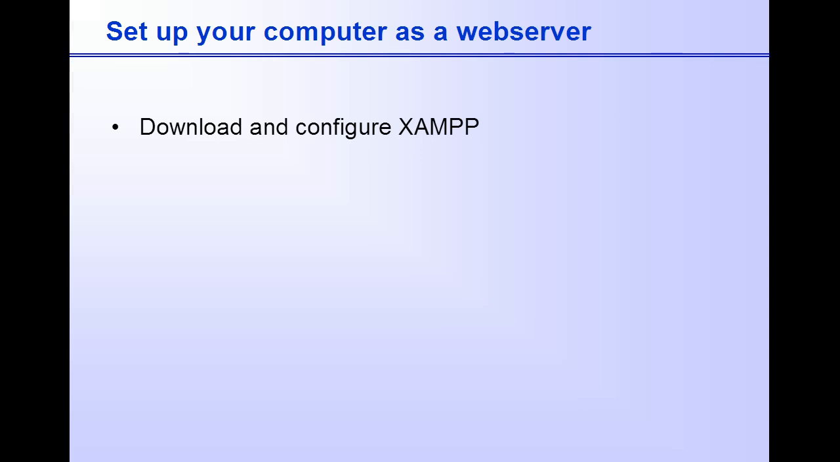You have to download and configure a bundle of software called XAMPP. XAMPP is an acronym. The X stands for cross, as in cross-platform, meaning that it runs on a variety of operating systems: Windows, Linux, macOS, and Solaris.